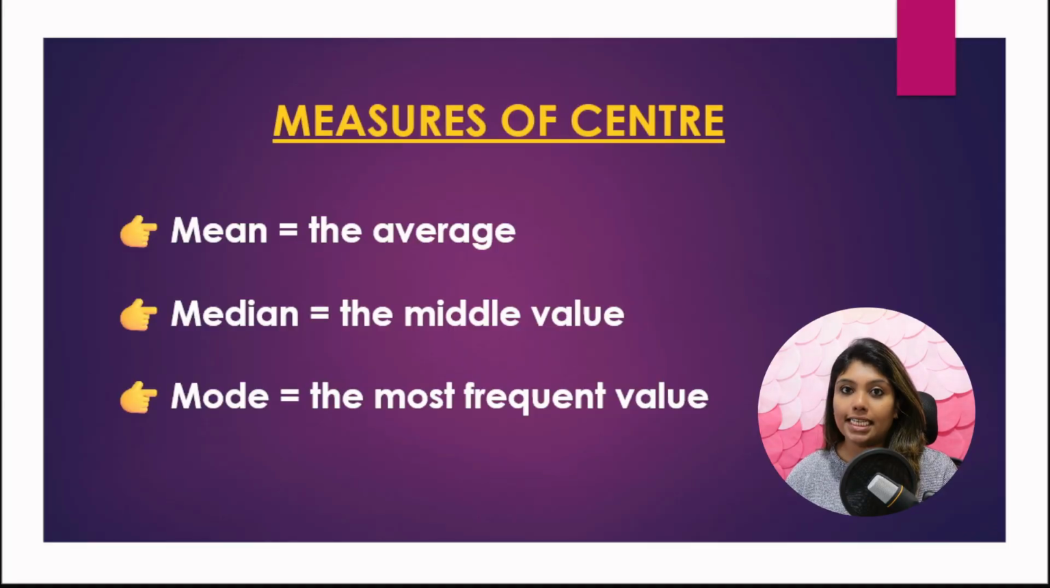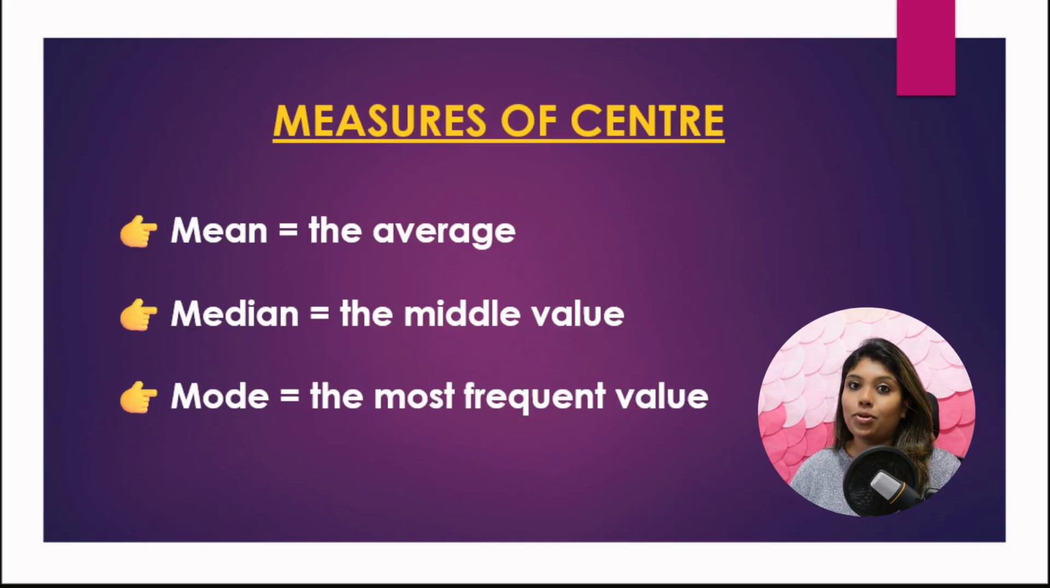The measures of center involve the mean, the median, and the mode. The mean is the average of the data set, which gives you an overall idea of the data. The median is the middle value of the data after you arrange the values in increasing or decreasing order. The mode is the most common repeated value in the data set.